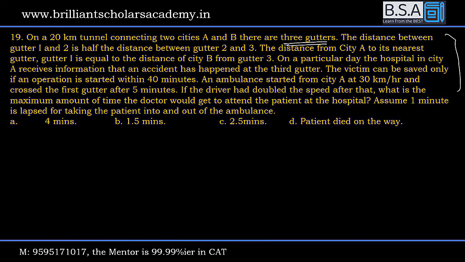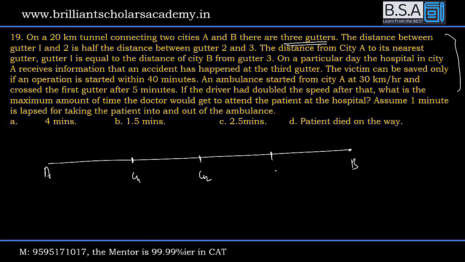So here the first hurdle that you face is to locate these, I'll say, gutters. If I say city is A, there is city B here. There are three gutters: gutter 1, gutter 2, gutter 3. Some hints have been given to us, like the distance between gutter 1 and 2 is half of the distance between gutter 2 and 3. I'm using ratios here. If this is 2, this shall be 1. Distance between gutters 1 and 2 is half of the distance between 2 and 3. So this is 2, this is 1.